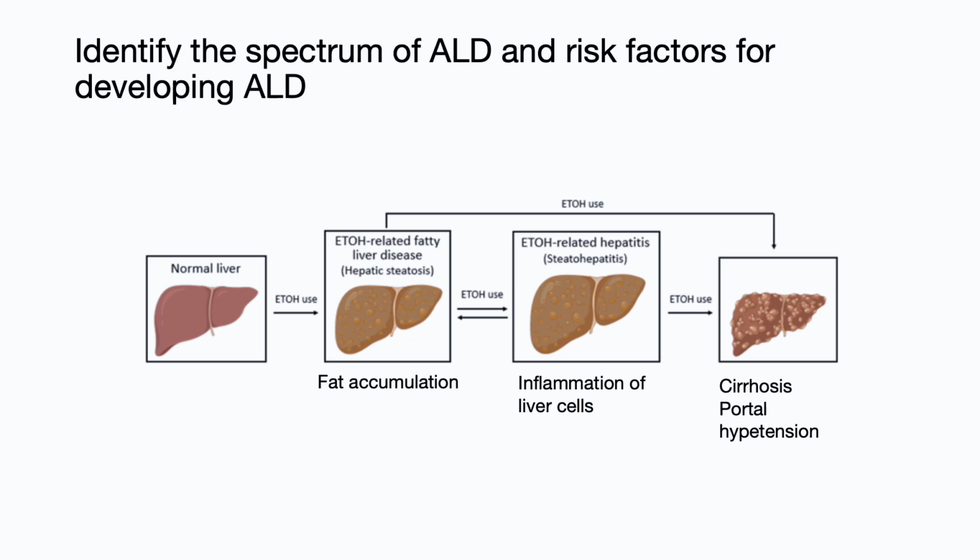There are three histologic stages of alcoholic liver disease. Alcoholic fatty liver or steatosis is the first stage, and at this stage, fat accumulates in the liver parenchyma. Alcoholic hepatitis involves inflammation of liver cells, and the outcome depends on the severity of the damage. And alcohol-related cirrhosis is liver damage that is irreversible and leads to complications of cirrhosis and portal hypertension.